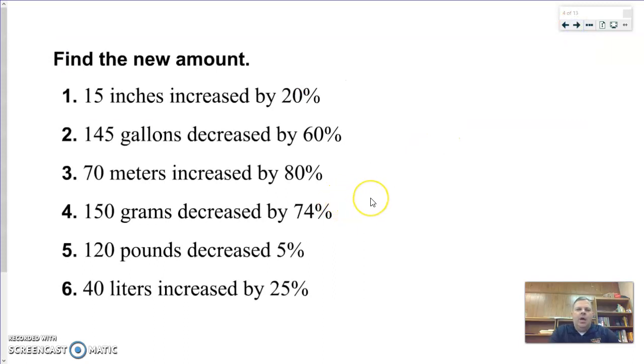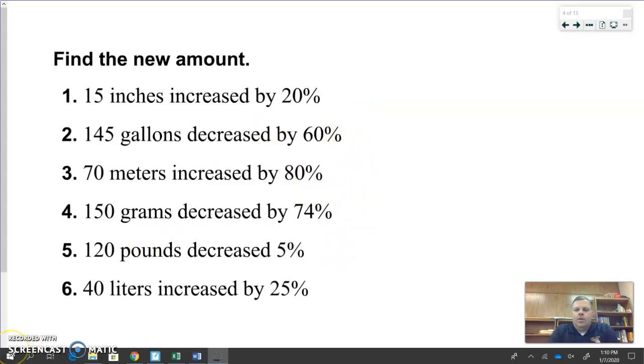Please spend about 3 minutes, and you can choose any 3 of the 6 problems. If you increase, we add that to it. If we decrease, then we're going to subtract that amount from the original. Please pause the video for about 3 minutes. Allow students to use a calculator if needed, or if they wish, to solve the new amounts.